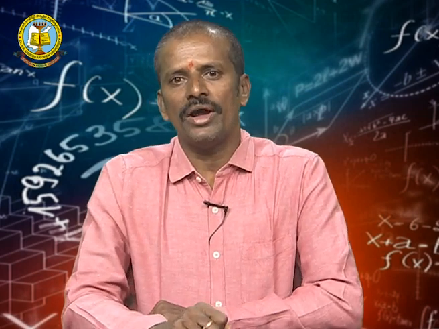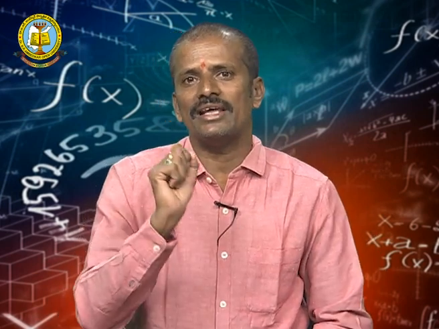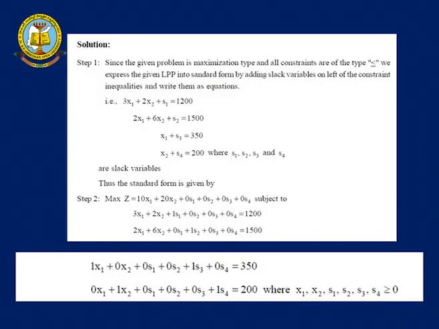Here we are asked to solve this problem using the general simplex method. First we have to check the nature of the objective function. Here the objective function is maximization, so yes, it is in standard form. If it were minimization, we would first convert it into maximization, but that step is not required here because it is already maximization. So maximum z equal to 10x1 plus 20x2, and convert all inequations into equations.